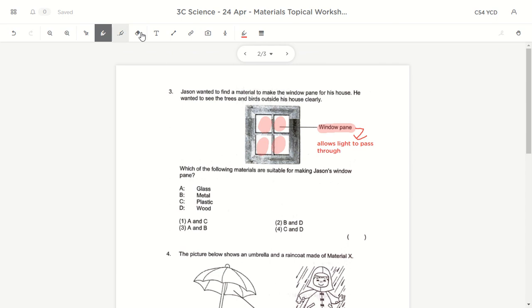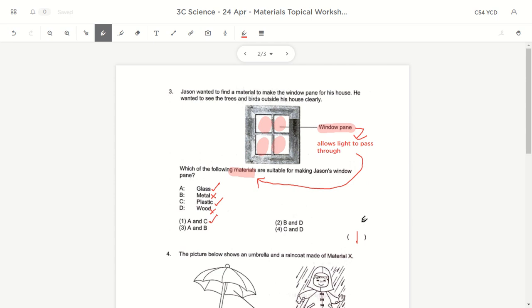So I must use a material that allows light to pass through. So which material allows light to pass through? Glass allows light to pass through. Metal, no. Plastic, yes, some clear plastic can. Wood cannot. So only A and C. Answer is 1. So always read the question properly.